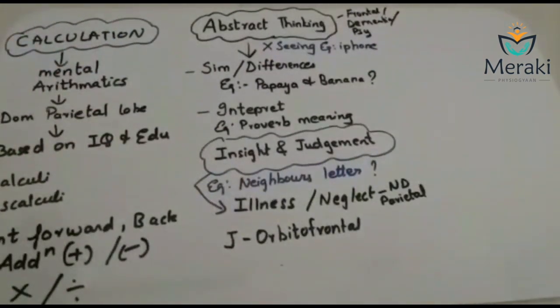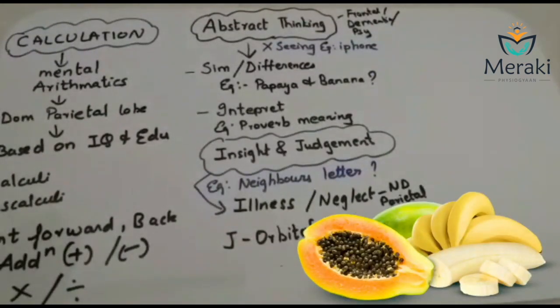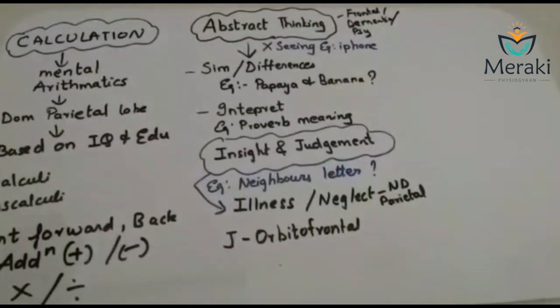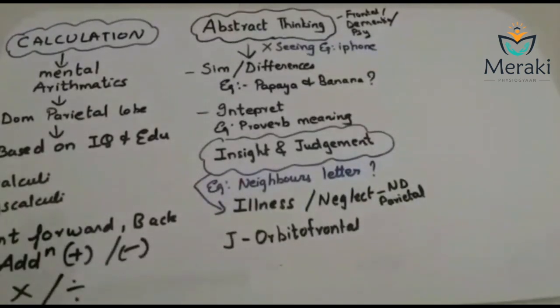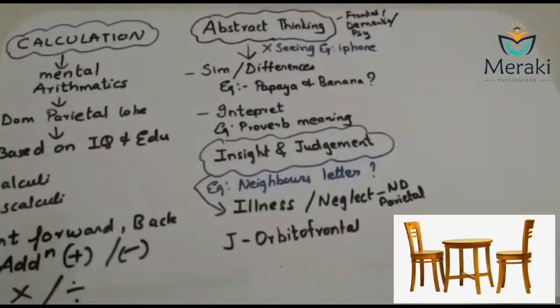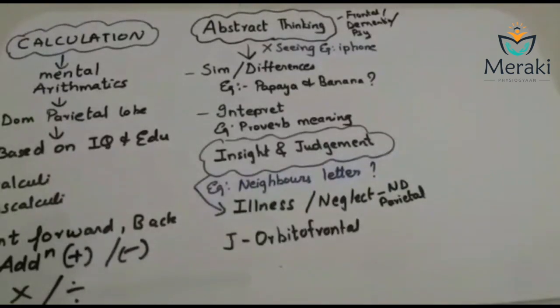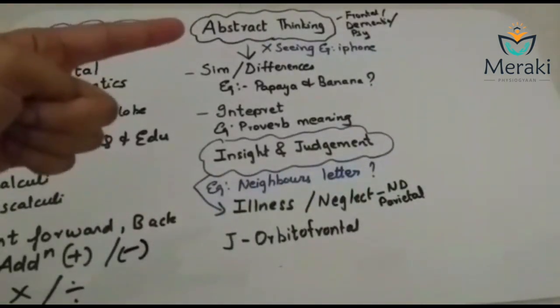For example, you can ask the patient, what is the similarity and difference between papaya and banana? Their answer would be similarity is that both are fruits, difference is their texture, color, taste. Their ability to relate between two objects, for example, chair to table, sky to birds, is their abstract thinking.